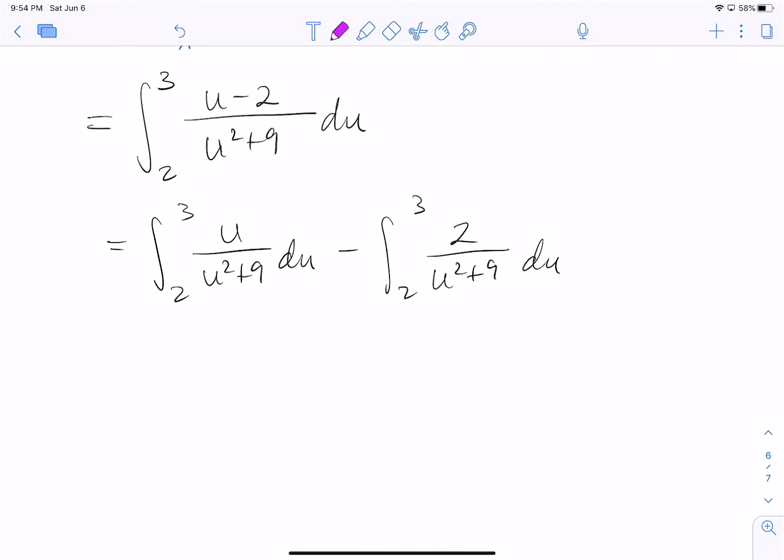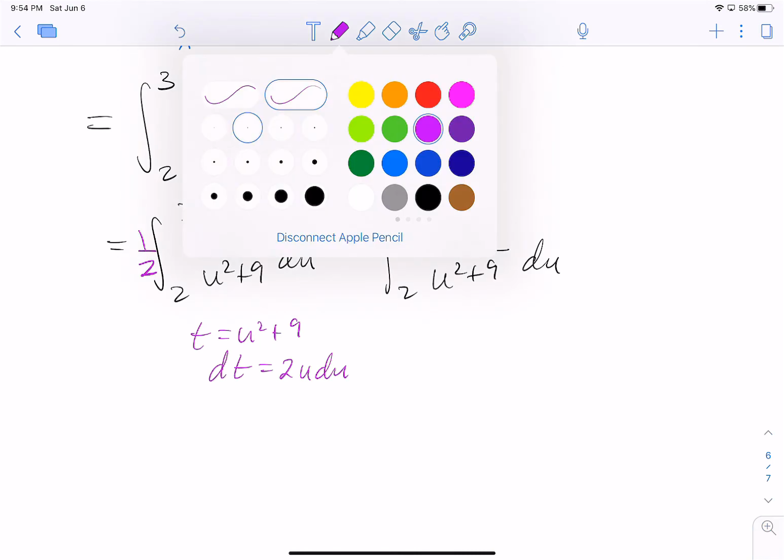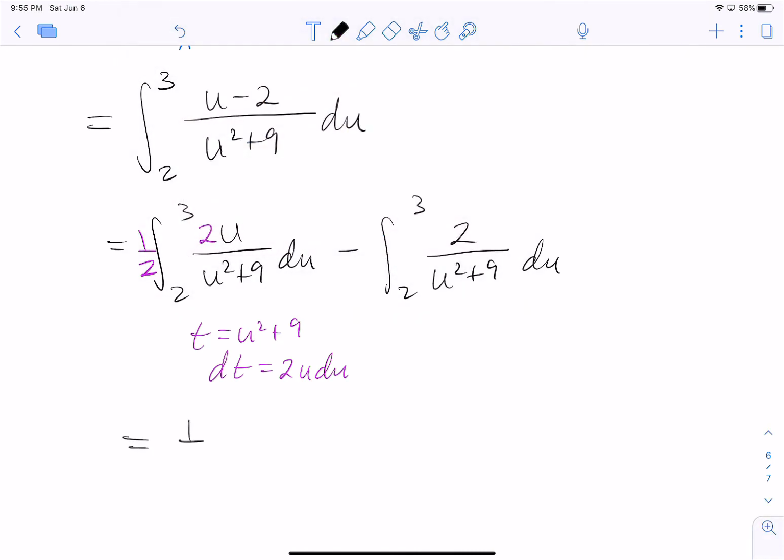For the first integral, if we let u equal, that's not going to work. If we let t equal u squared plus 9, then dt is 2u du. Therefore, since I have a numerator of u and we have a du already, I need to multiply and divide by 2. The first integral will then integrate to 1/2 times the natural log of u squared plus 9. That'll be evaluated from 2 to 3.